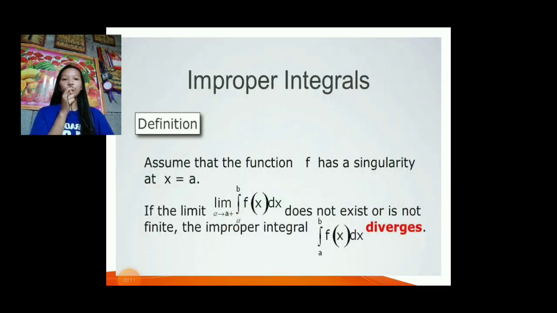By definition, assume that a function f has a singularity at x equals a. If the limit from a to b of f of x dx, as a approaches a from the positive side, does not exist or is not finite, the improper integral from a to b of f of x dx diverges. Later on, I will be emphasizing the difference between convergent and divergent improper integrals.